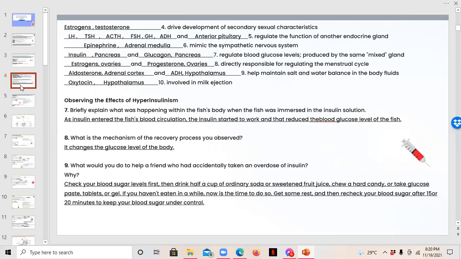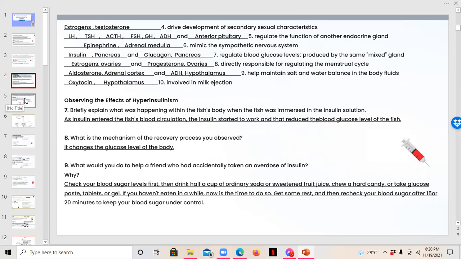Number four, drive development of secondary sexual characteristics. The answer is estrogens and testosterone. Number five, it regulates the function of another endocrine gland. The answer is LH, TSH, ACTH, FSH, GH, ADH, and anterior pituitary. Number six, mimic the sympathetic nervous system. The answer is epinephrine and adrenal medulla.